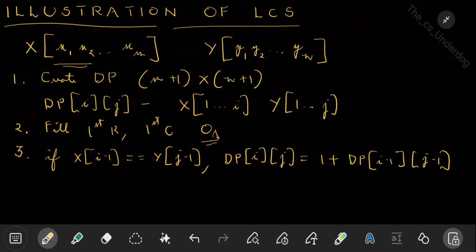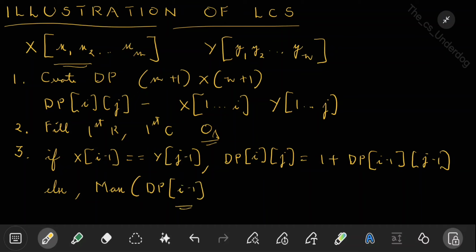What is the other case? Else case. Else, that is in case x of i minus 1 and y of j minus 1 are not equal, the letters in the strings don't match. Then what did we do? What did we learn in the last lecture? You have to take the maximum of two cases. What if x is as it is and y is having one letter short? And what if y is as it is and x is having one letter short? Both the cases you have to consider, and whichever is giving you the maximum value, that is what you should take. So one will be dp of i minus 1, j.